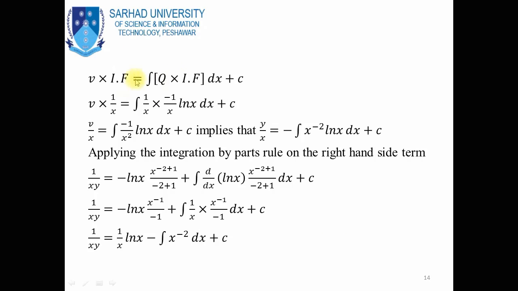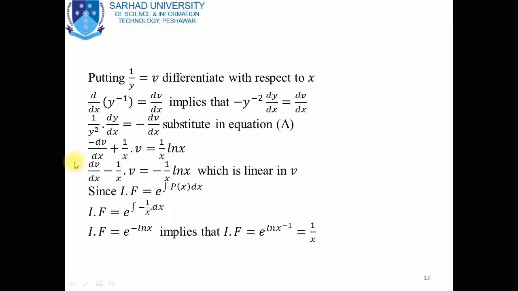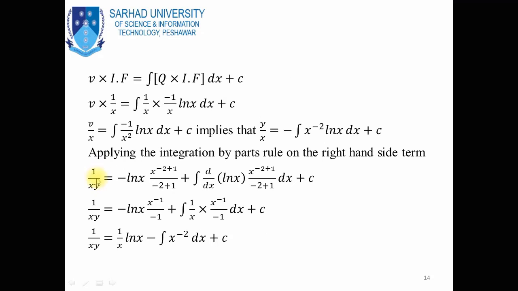Now to find the solution for this new differential equation, v is dependent and x is independent. So for the solution, multiply the integrating factor to the dependent variable v on the left hand side. Integrating factor multiplied by v is equal to the integration of the product of Q function and integrating factor with respect to x. The integrating factor is a function of x and Q is also a function of x, so we take the integration of this product with respect to x plus c.